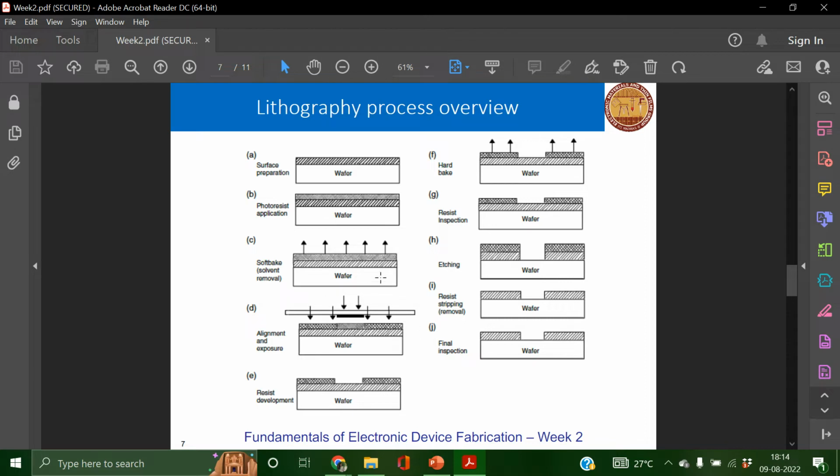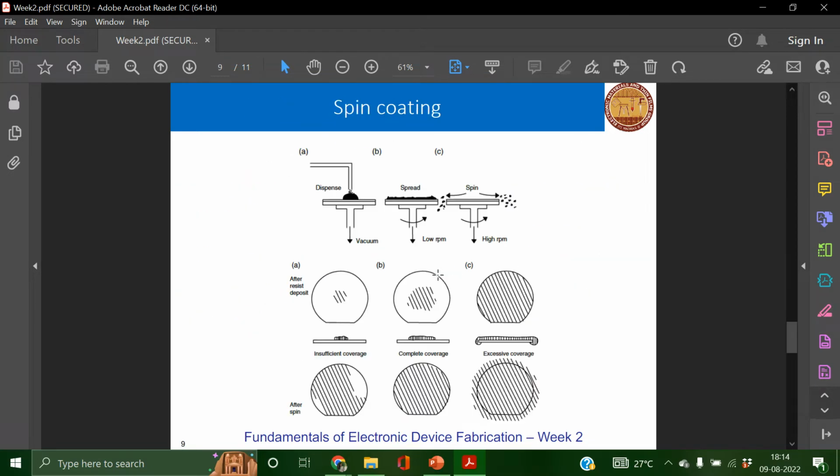First we need to make the mask that has the particular pattern that needs to be transferred onto the wafer. So during mask making, we will have a substrate, and on that substrate we will deposit a layer of photoresist, and we will be spin coating it. Spin coating is done so that we get a uniform thin layer.